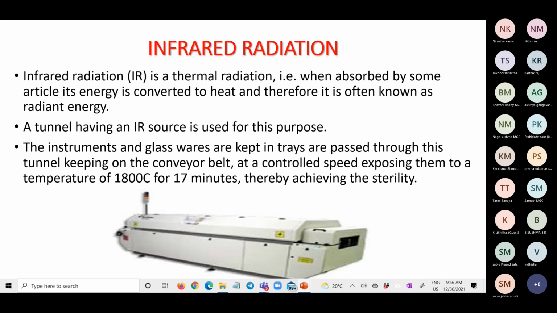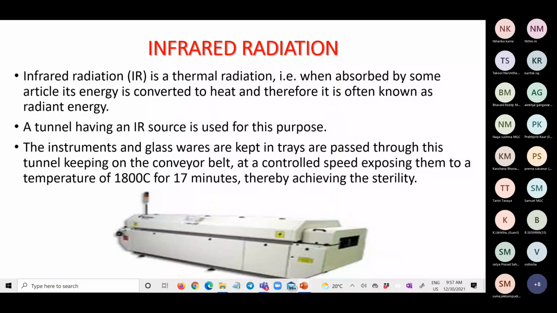Like that only, just imagine one instrumentation. Here you can see this is a big instrument. It's like a tunnel inside. One side there is an IR source and the things which we have kept will move on that conveyor belt. Everything is happening under controlled conditions. And what are those controlled conditions? That is a controlled speed and controlled exposure. So this is the IR radiation where the instrument has one tunnel and one IR source.